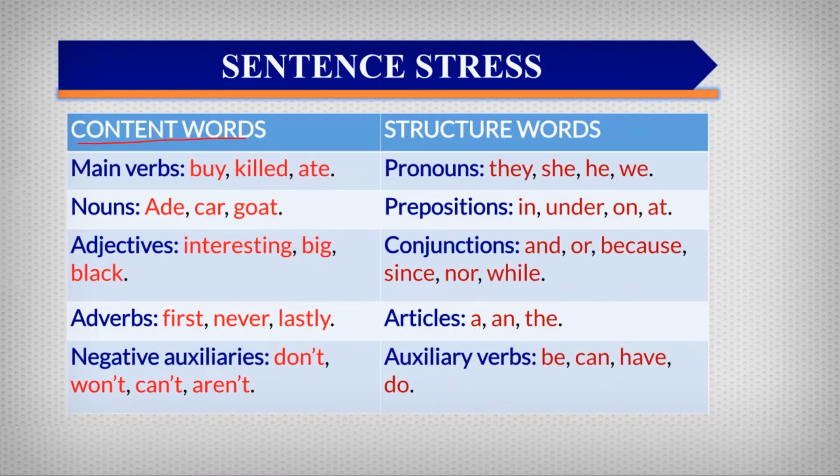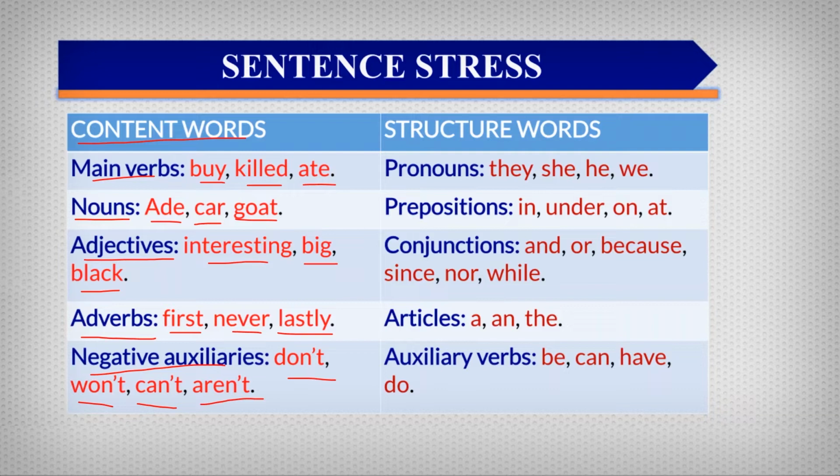Under content words, we have main verbs, words like buy, killed, ate. We have nouns, words like Ade, car, goat. We have adjectives, words like interesting, big, black. We also have adverbs, words like first, never, and lastly. And for negative auxiliaries, we have words like don't, won't, can't, and aren't.